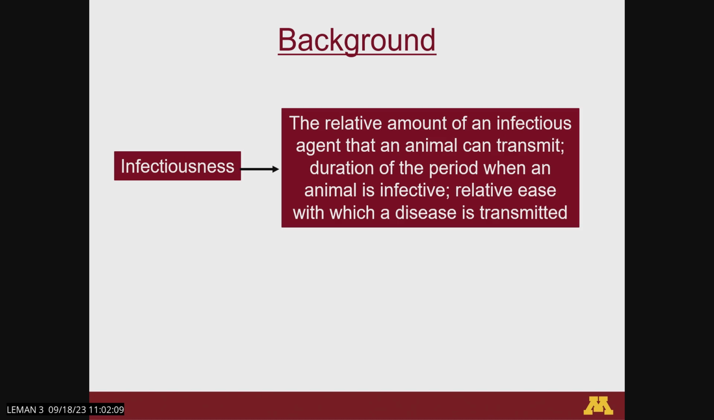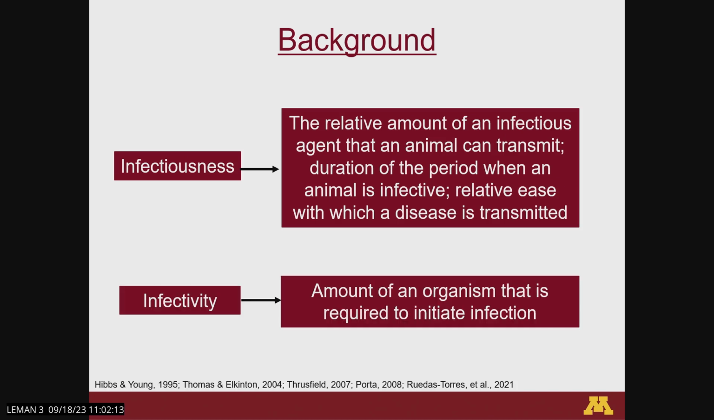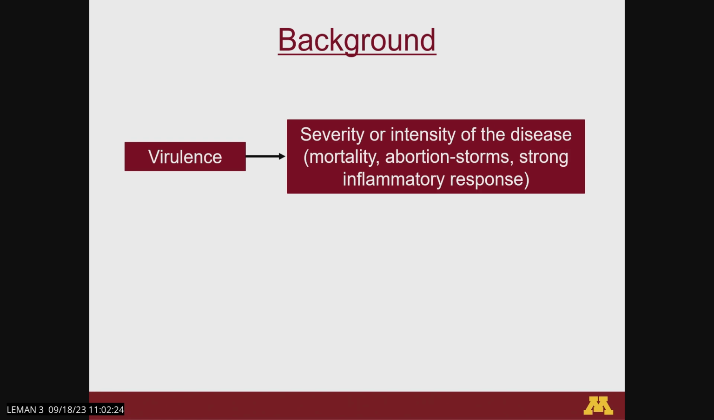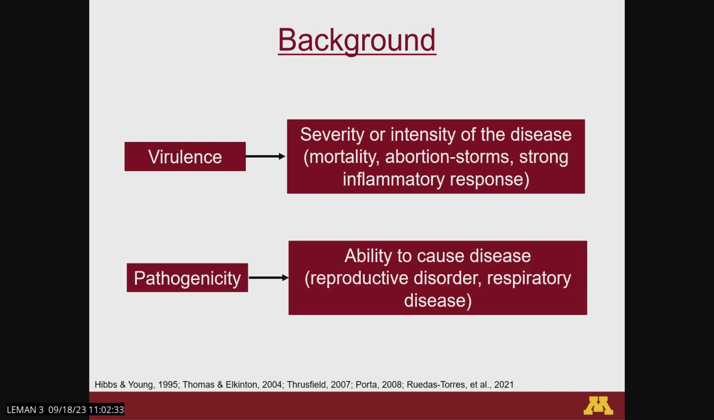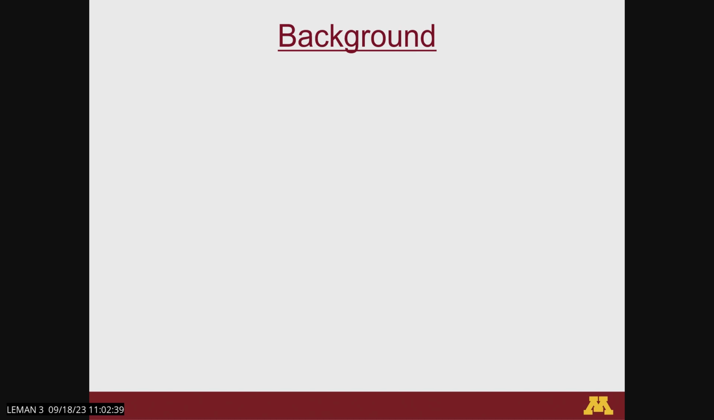So this is at the host level. If we go to the pathogen level, we have infectivity, which is the amount of an organism that is required to initiate the infection. Another key concept towards the pathogen is virulence, which is the severity or intensity of the disease, and also pathogenicity, which is the ability to cause disease. So keep those 4 key concepts in mind.